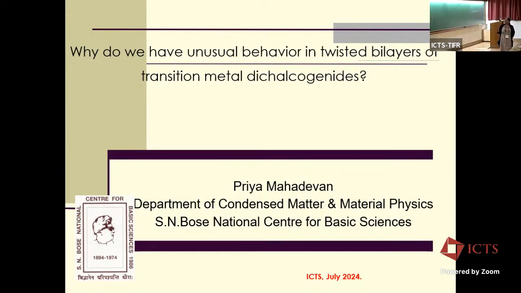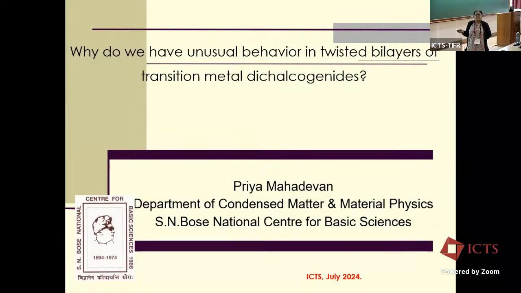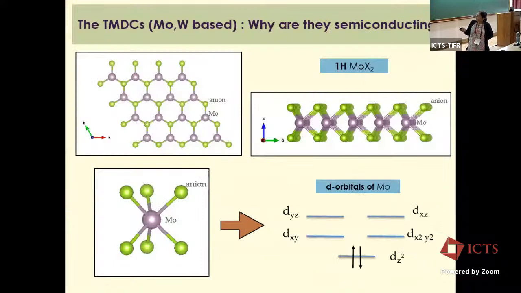We haven't heard too much about the transition metal dichalcogenides, and I'm going to tell you something about the twisted bilayers of these materials, focusing on homo bilayers of basically Mo and tungsten-based transition metal dichalcogenides. But before I come to the twisted, one has known these Mo and W-based transition metal dichalcogenides for a very long time. But what seems surprising is that we really don't understand why they are semiconducting.